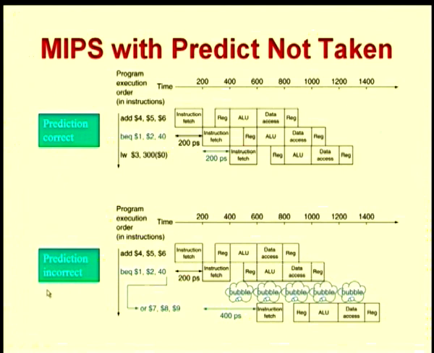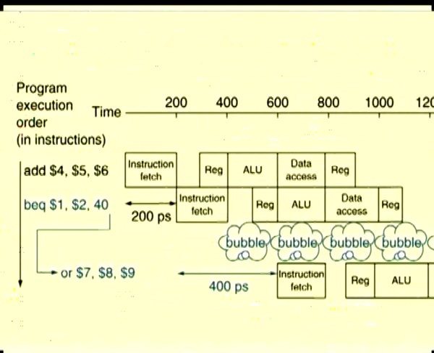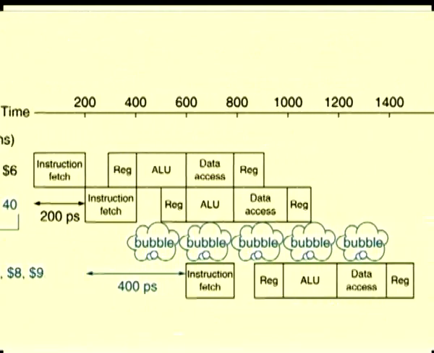Now, what will happen if the prediction was incorrect? Let us see what happens here. In this clock cycle, the branch instruction is fetched and it goes into the decode stage. What would I have done? I would have actually fetched this instruction in this clock cycle. But at the end of the ID stage of the branch, you will know that the branch actually has to go to location 40. Which means your prediction that it was not taken is incorrect.